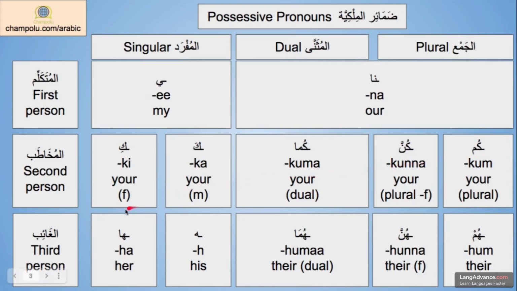And when you're talking about third person, about a female person, you say baytuha, her house. And if we're talking about a male person, baytuh, his house. And for third person dual, baytuhuma, their house. And for a group of females, baytuhunna, their house. And for a group of males or mixed, baytuhum.